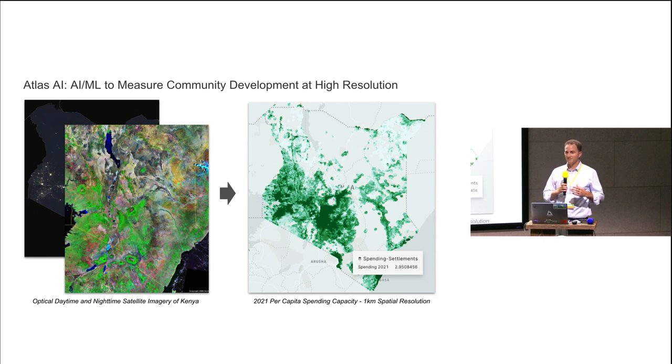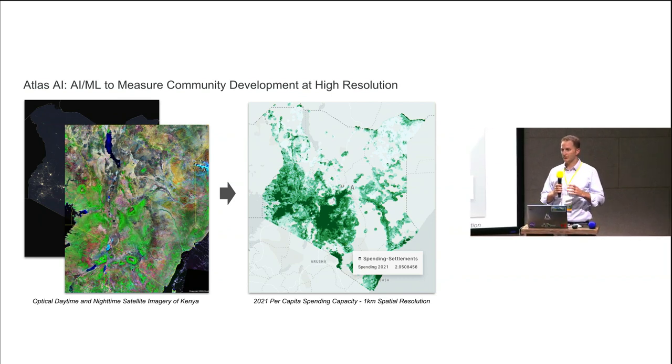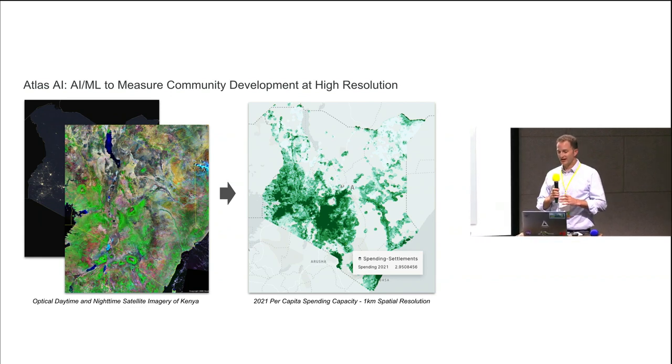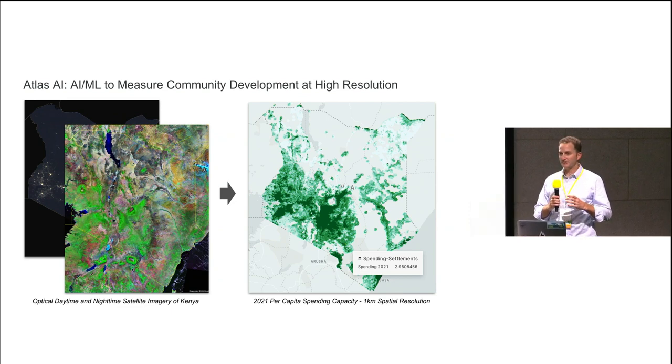The core innovation behind Atlas AI was the integration of various satellite image sources, ground survey data, and deep learning models to predict local livelihood outcomes of households. On the right-hand side of the screen, I've illustrated this with Atlas AI's estimates of per capita spending capacity of local citizens across Kenya. This data is available at a 1 kilometer spatial resolution as recently as 2021, and we update it every year with 20 plus years of history.